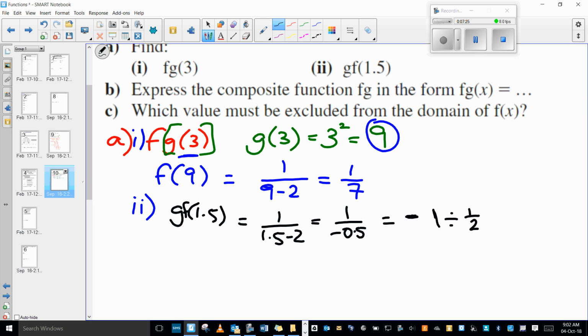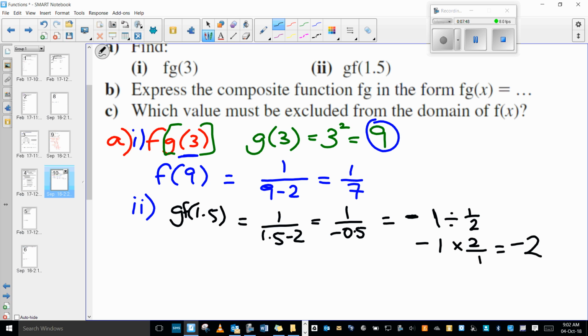When we divide by a fraction, what happens? Keep, change, flip, so we're going to multiply by its reciprocal, yes? So we've got negative 1 multiplied by 2 over 1, which gives us negative 2. We all comfortable and excited and happy about that? No. Oh, right, let me pause one moment.